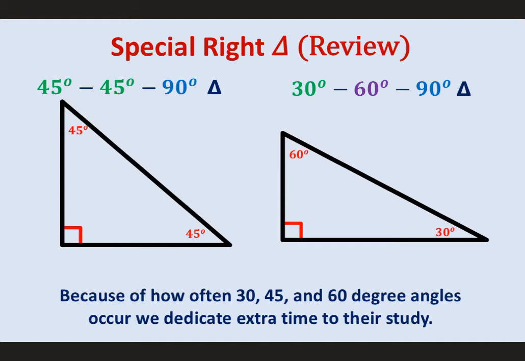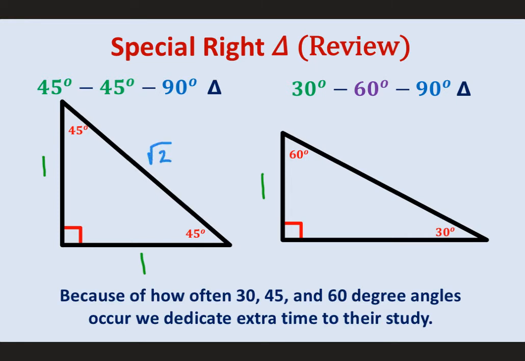Rather than using A's and B's, we're going to use the number 1 for our shortest side. So across from the 45-degree angles here, we're going to say these are 1. And then across from the 30-degree angle, we're going to say this is 1. In our 45, 45, 90 triangle, if across from the 45s is a 1, then across from the 90 is a square root of 2.